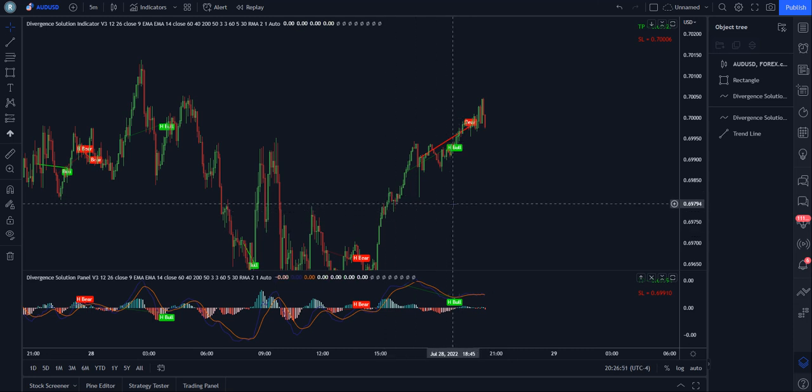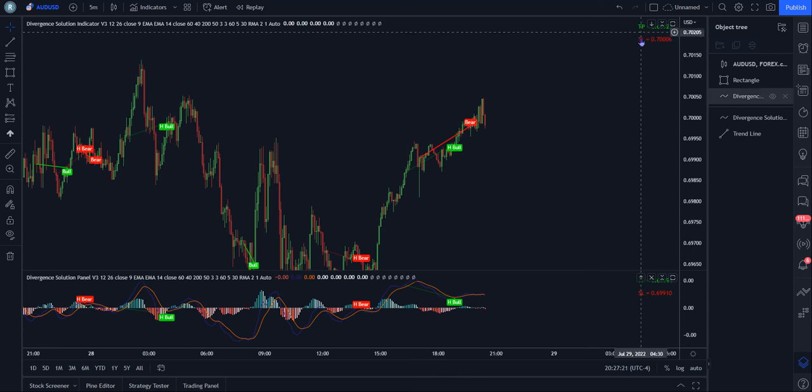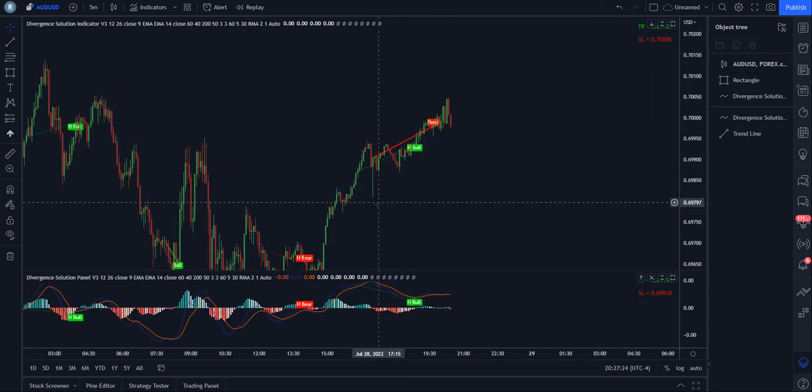But I hope this helped as far as QM patterns, spotting actual stop runs and fake outs in price, and how divergence can help interpret that. And to introduce the Divergence Solution indicator along with the panel. It's a great tool to have if you want to incorporate divergence. It even will give signals, which I didn't go over. We could go over that in maybe a future video.